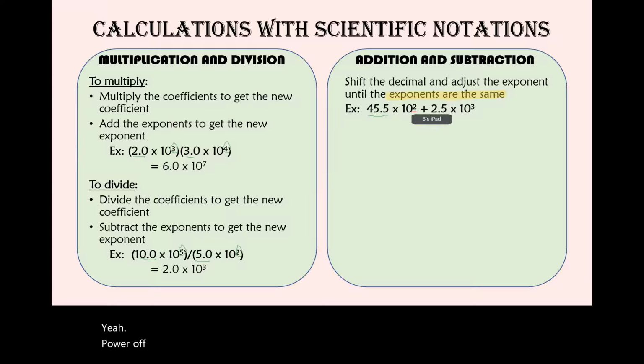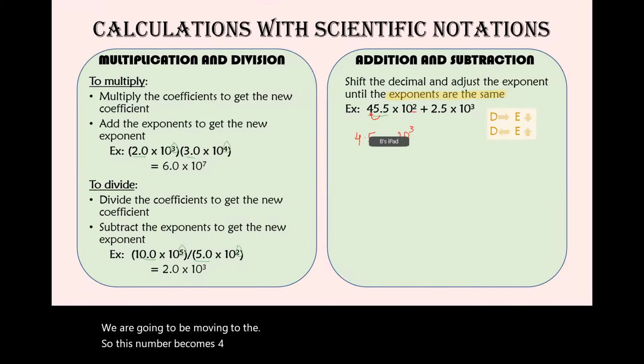So if I want to make this 3 times 10 to the power of 3, here's the general rule that we follow for something like this. If you are decreasing your exponent, you're going to have to move the decimal to the right. But if you are increasing your exponent, you're going to have to move the decimal to the left. So in this case, because we are increasing the exponent, we are going to be moving the decimal to the left. So this number becomes 4.55 times 10 to the power of 3.